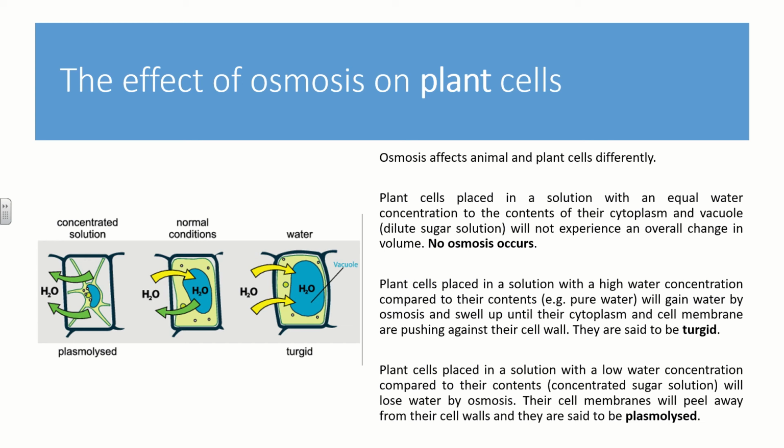So the main difference for plant and animal cells is that you can see that when water moves into the cell with a plant cell, it does not burst like the animal cell did. There are also different terms which you use for animal and plant cells when describing the effect of osmosis. The main key terms here that you need to learn are turgid and plasmolysed.